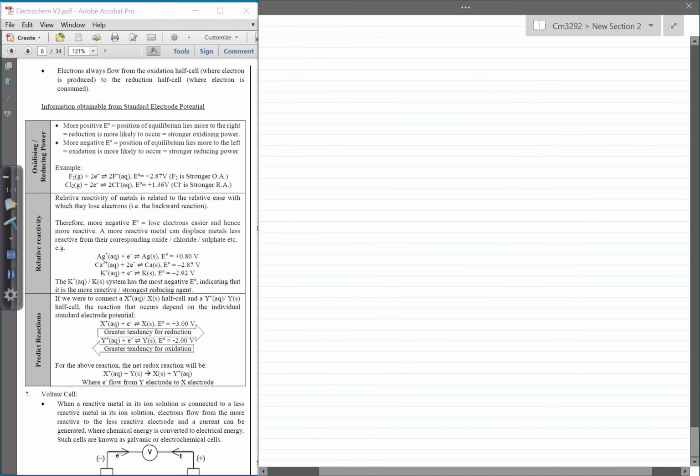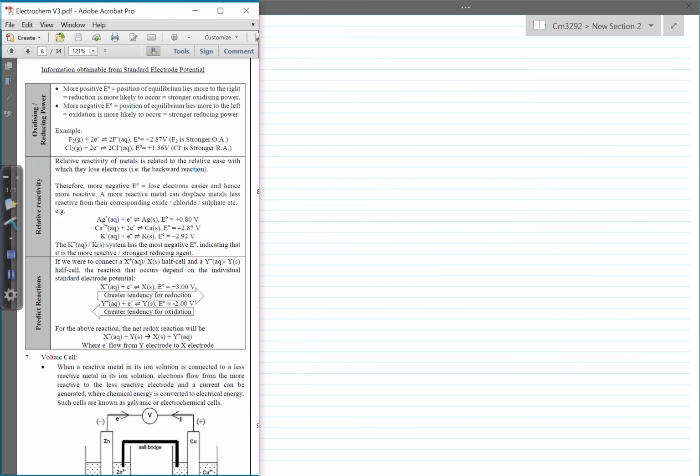So what information can you obtain from standard electrode potentials? What can you obtain from all of this? First is your oxidizing or reducing power. Like what I said, from the left hand side to the right hand side, it is reduction. So the more positive the E cell, that means the right hand side is more favored. That means the stronger the reducing power, and vice versa.